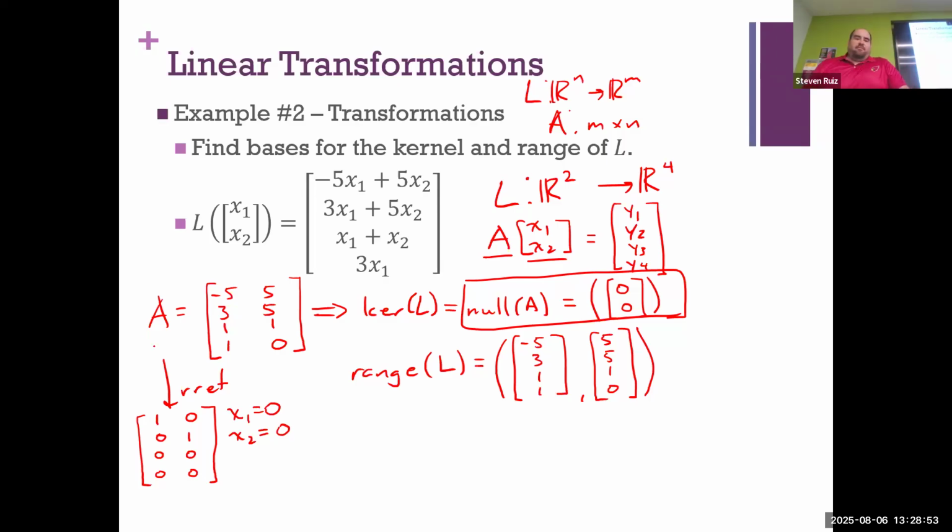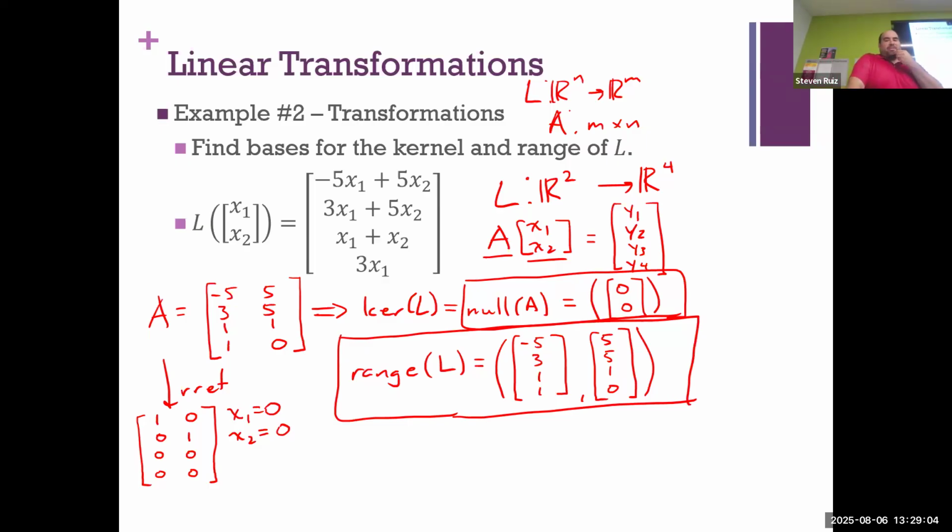So basically the kernel and the range, the kernel is the smallest possible thing. The kernel of a matrix always has the 0 vector in it. It might have more things, but it always has the 0 vector in it. And the range, we could not reduce the basis at all. Or not the basis, we could not reduce the matrix in a way to eliminate a column vector from our basis. So we got the kernel, got the range. Questions on how we got this?